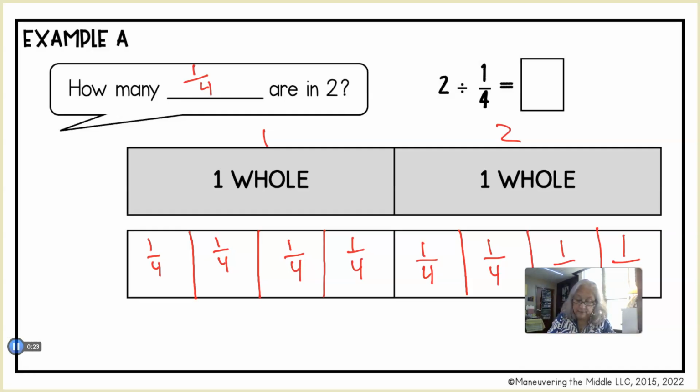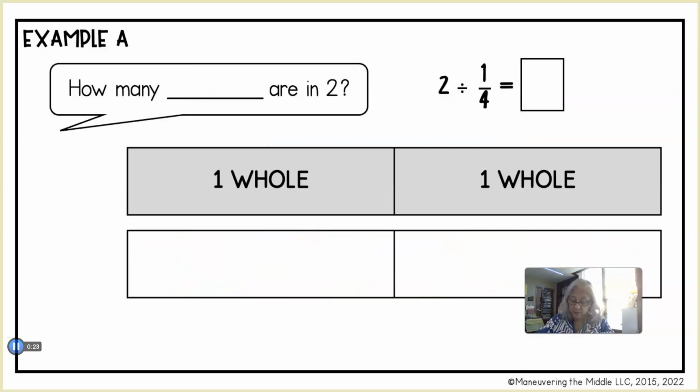Well, we have 1, 2, 3, 4, 5, 6, 7, 8. So we have 8 1/4. So there are 8 1/4 in 2. It's pretty simple. Make sure you have this written down on your paper. Okay. Let's go ahead and go to our next one.